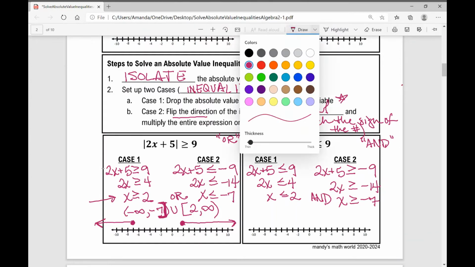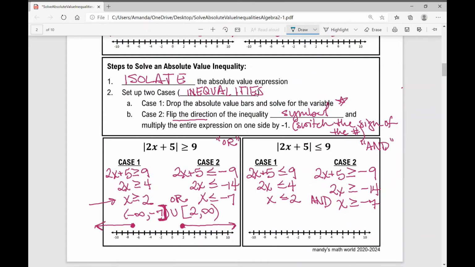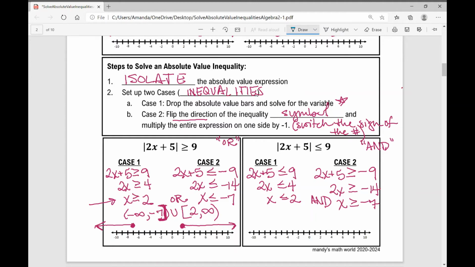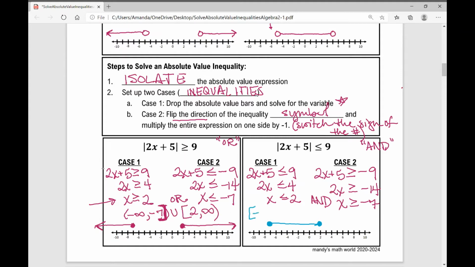Let's change colors here. You can also write it this way. Actually, I'm going to graph it first and then I'm going to show you how to write it these other ways, okay? So x can be greater than or equal to -7, closed dot at -7, but it also needs to be less than or equal to 2, closed dot at 2. X can be anything in between. So how can I write that? Well, using interval notation, which is my personal fave, -7 to 2 using brackets.